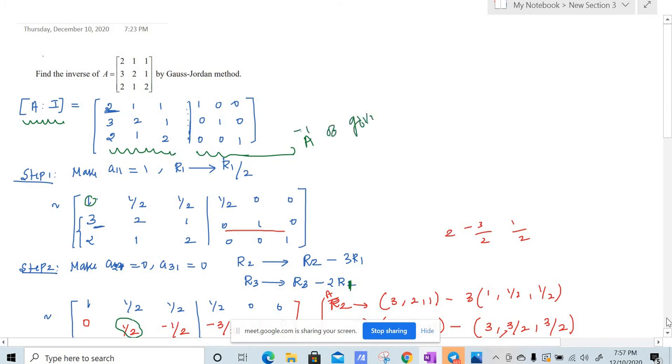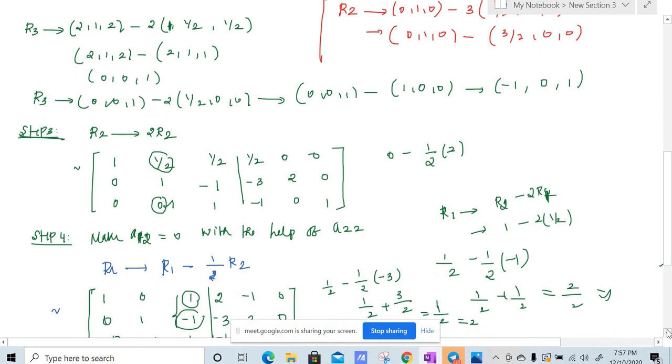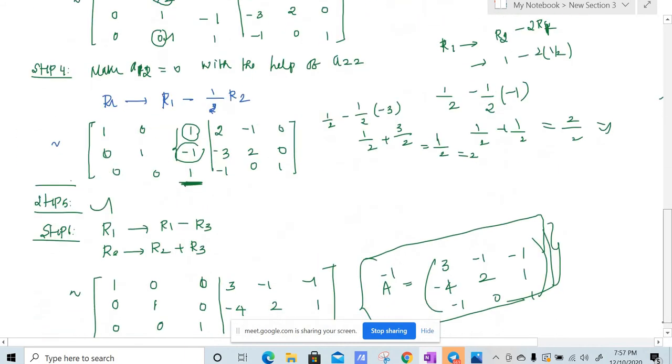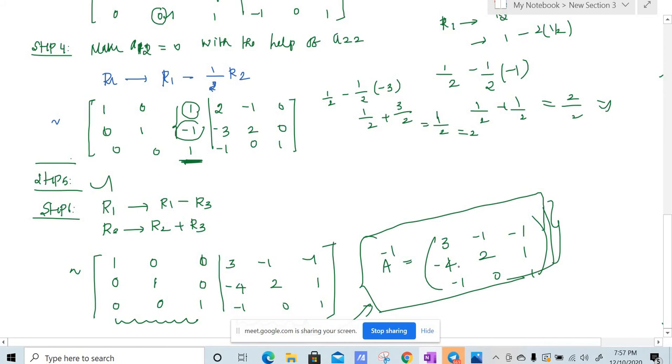So after examination you can check whether your inverse is correct or not. You just multiply A and A inverse. A is given in the question, A inverse you have found, so you just multiply A into A inverse. You just see whether you are getting this matrix. So if you have got this matrix, then this answer is correct, right?